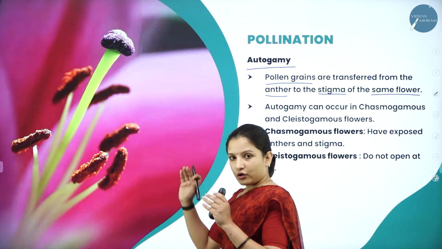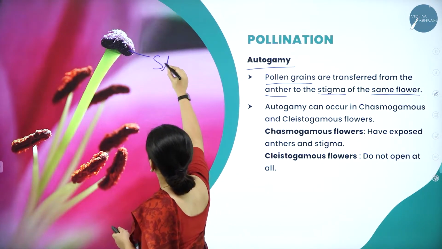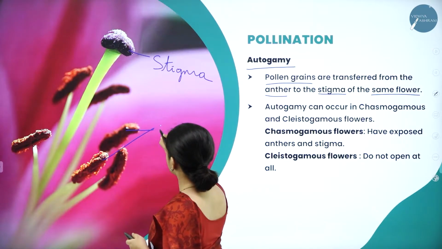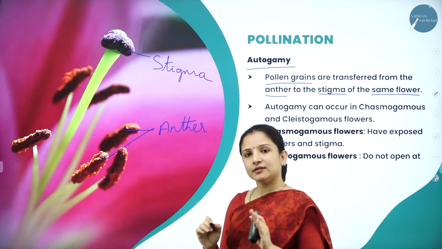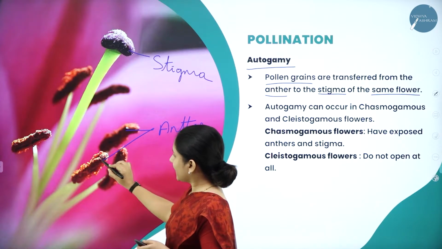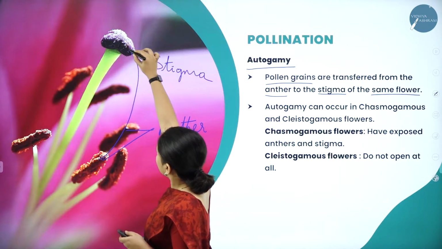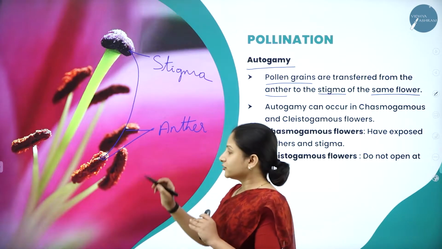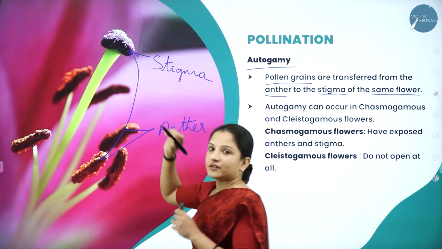In this diagram, you can see that you have the stigma and you have the anthers. Here the stigma and the anther are present in the same flower. Can you see here the pollen grains deposited on the anther? These pollen grains will be carried from the anther to the stigma of the same flower.